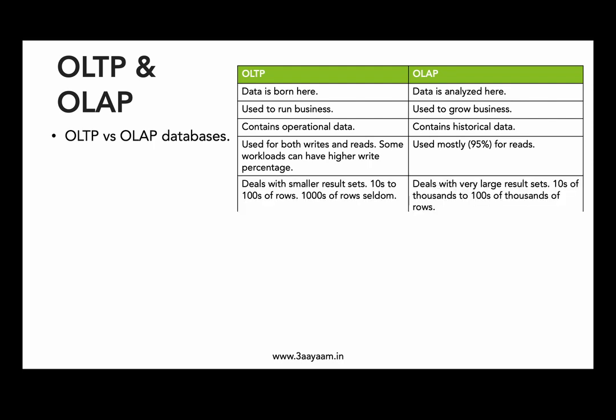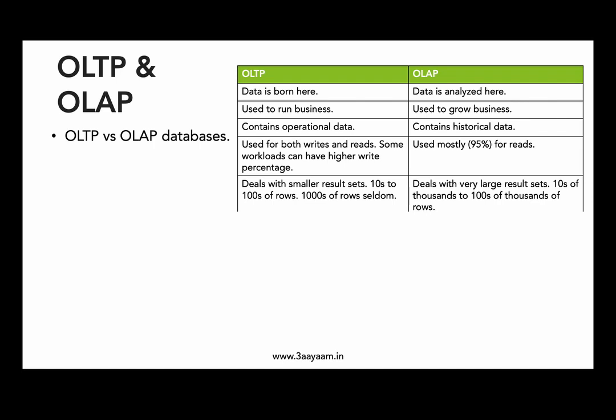And OLTP deals with smaller result sets. What I mean by that is, let's say you run a select statement, update statement, or delete statement. The result set of those SQL statements would be very small, meaning that you would have anywhere from tens of rows to hundreds of rows. So if you run a select statement, it should not fetch more than a few hundred rows. Maybe thousands of rows sometimes, but definitely not most of the time. Typically, OLTP systems deal with very small result sets within single digit rows.